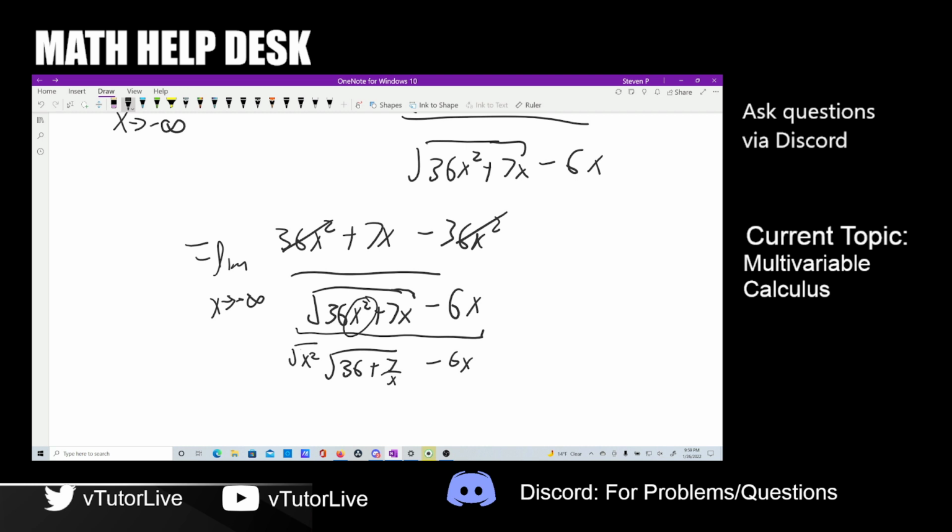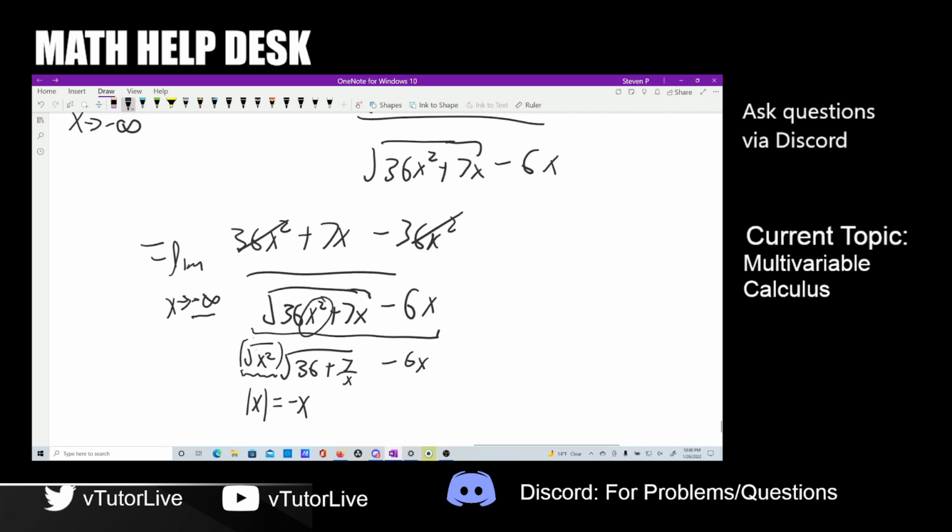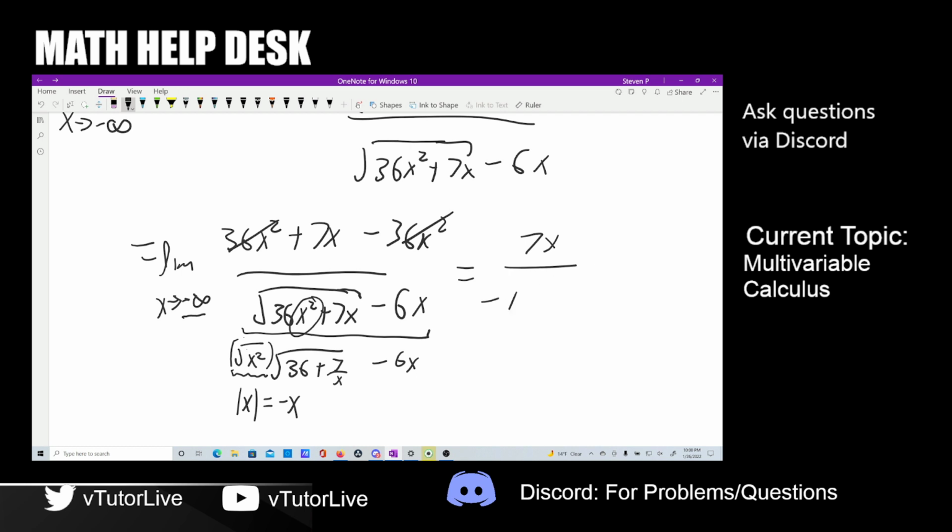But the issue is that because this is the square root of x squared as x approaches negative infinity, well, this term right here is positive, right? So this is basically the absolute value of x, because it's the positive square root. But because x itself is negative, this is basically equal to negative x. So when you rewrite, this basically becomes 7x over negative x, 36 plus 7 over x, minus 6x. And at this point, you can cancel out all the x's. And I think this ends up getting you 7 over like negative 12 or something like that.